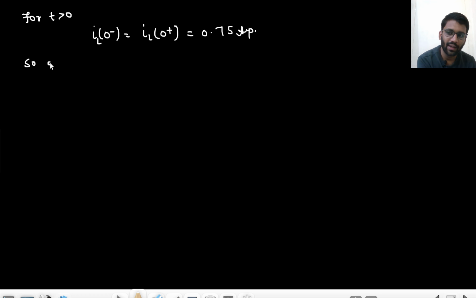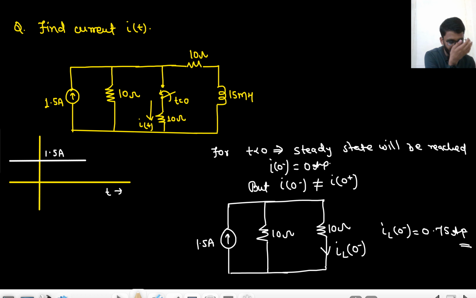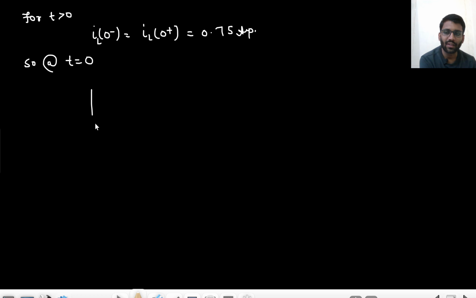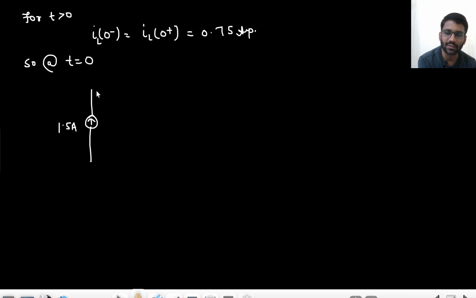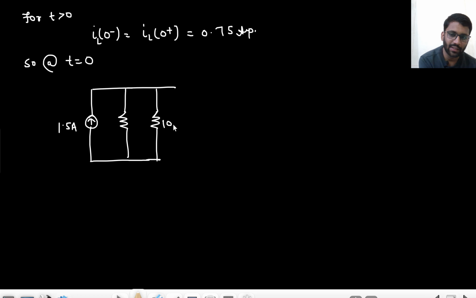So at t equals 0 plus, what is happening? Here I have a 1.5 ampere current source, 10 ohm resistance, everywhere 10 ohm resistance is there. Then again I have 10 ohm resistance. In this 10 ohm resistance, there is, this is I of 0 plus.